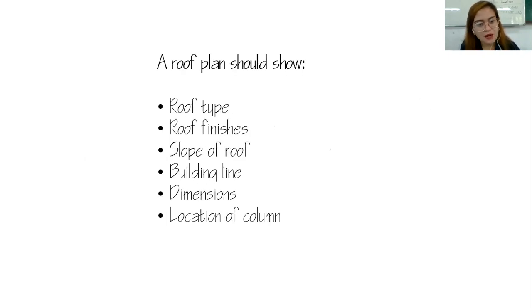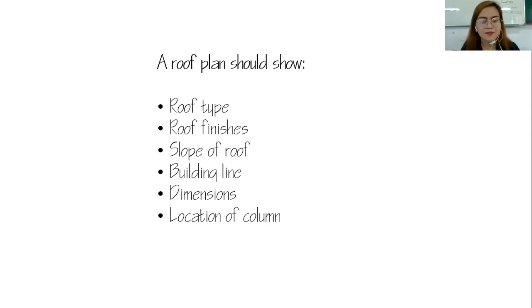So, a roof plan should show roof type, roof finishes, roof types. I think you already discussed this in your earlier years. So there's gable, there's shed type of roof, there's hip roof. So that's in all other types of roof. That there's a parapet roof, and I think that's one of the common lang.